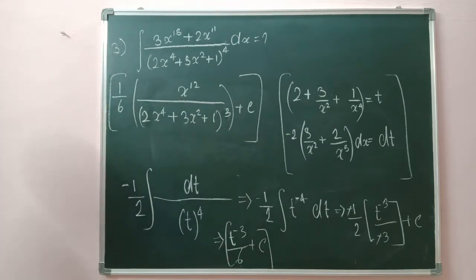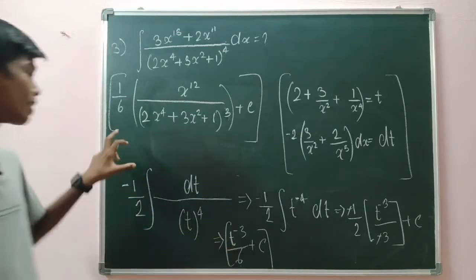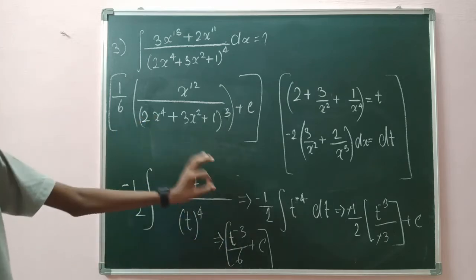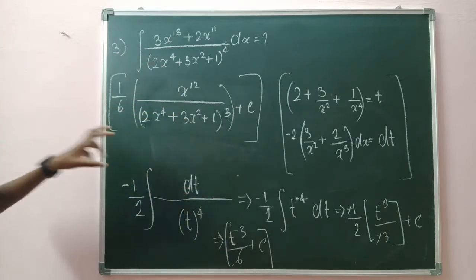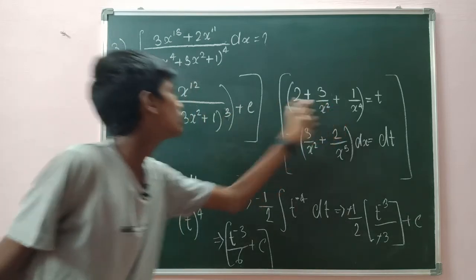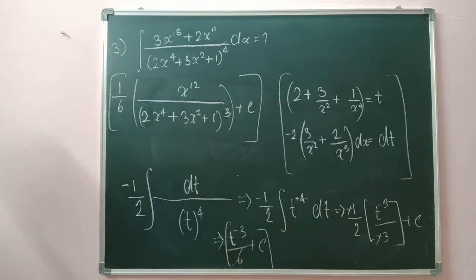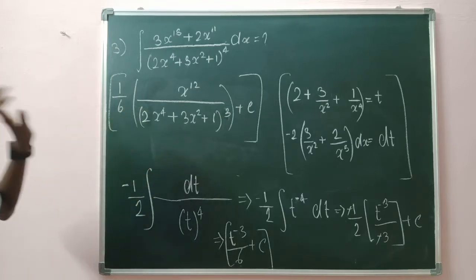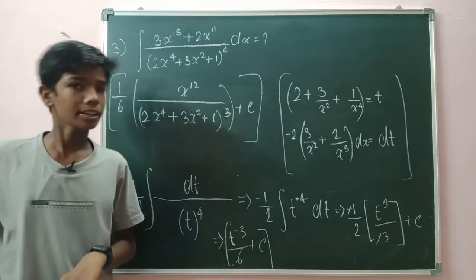So basically, I just took your 1/6 common. I will get t power minus 3. When you calculate t power minus 3, x power 12 by 2x power 4 plus 3x square plus 1 whole cube plus some constant. Basically, this is the t value, then t power minus 3 will be this expression. Calculating is a little bit time taking, because I need to find an expression whole power minus 3. And that's the answer for the question. That's all guys, let's move on to the next one.